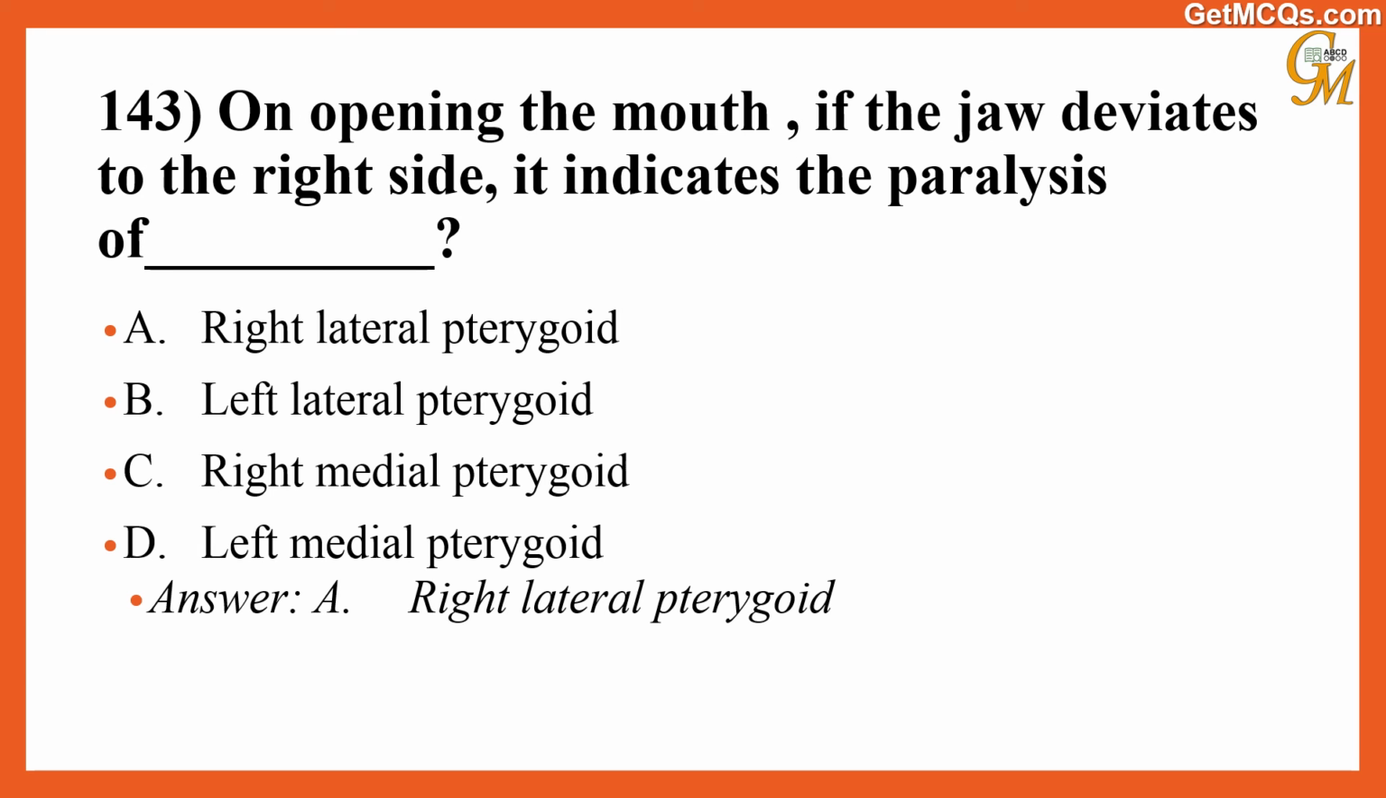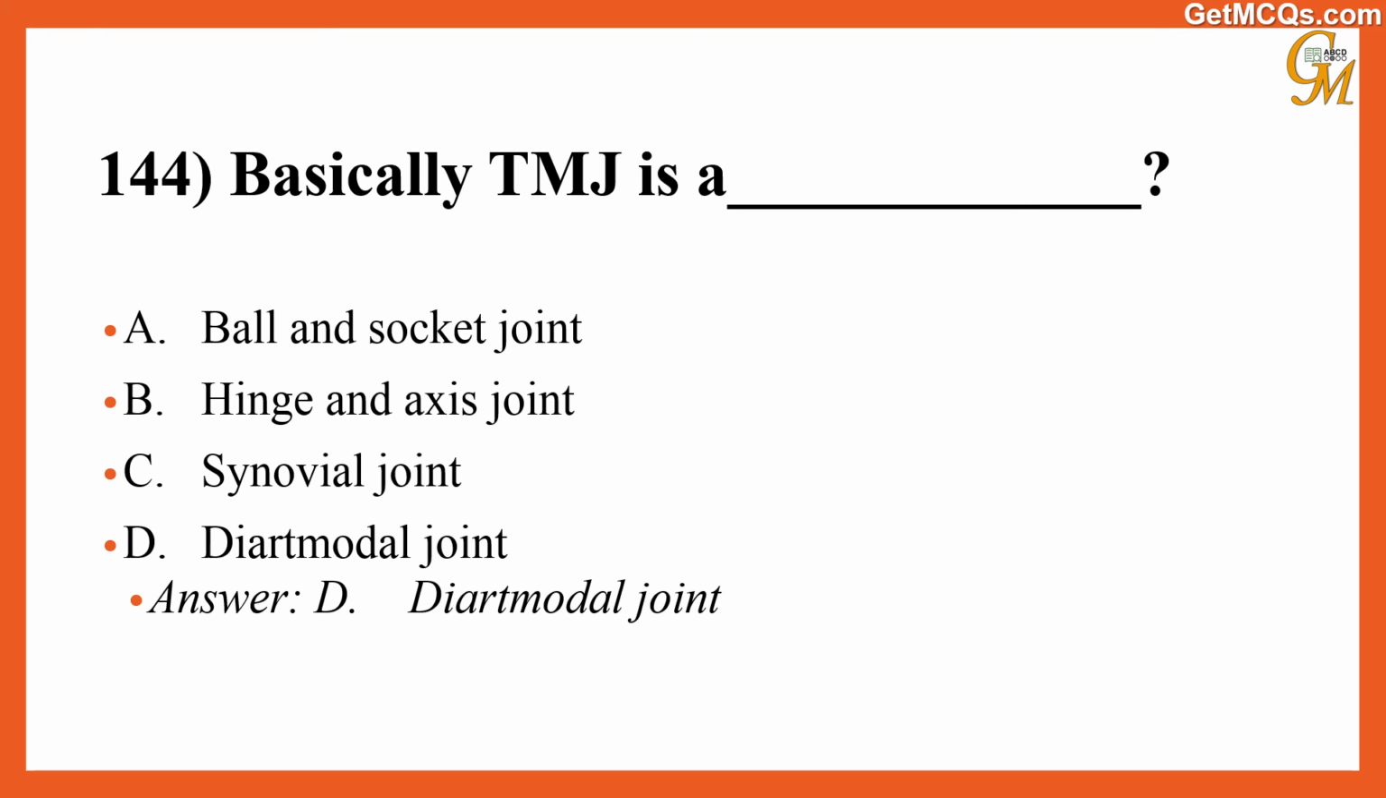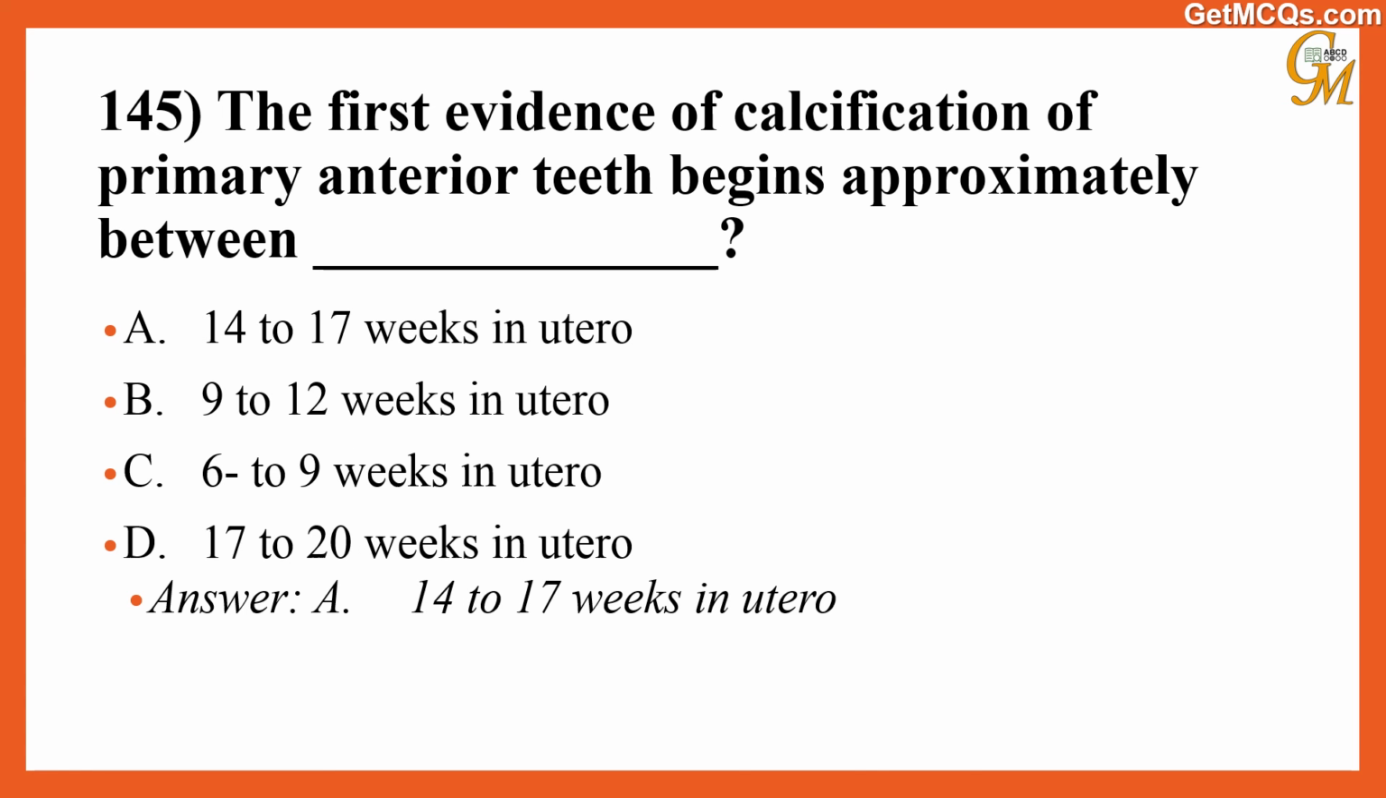143. On opening the mouth, if the jaw deviates to the right side, it indicates the paralysis of? Answer: A. Right lateral pterygoid. 144. Basically TMJ is a? Answer: D. Diarthrodial joint. 145. The first evidence of calcification of primary anterior teeth begins approximately between? Answer: A. 14 to 17 weeks in utero.